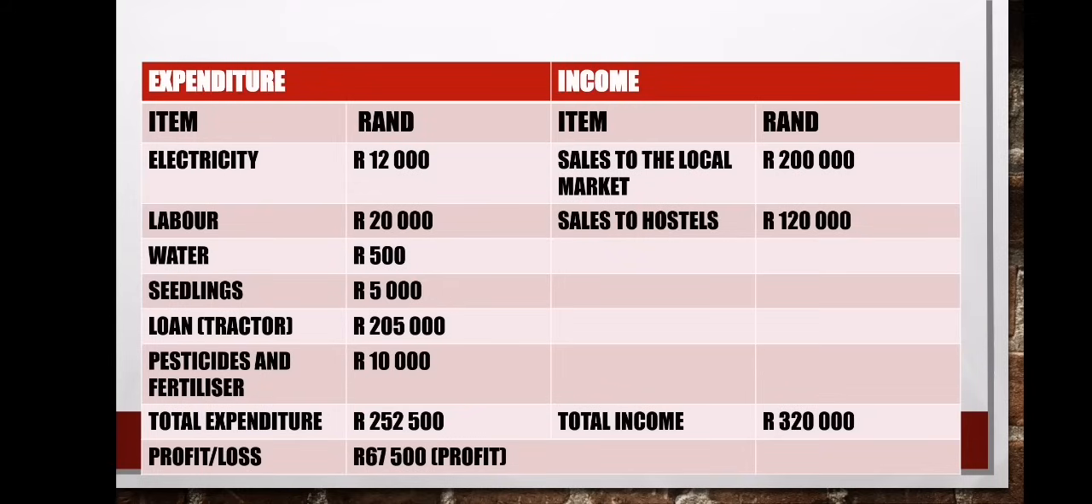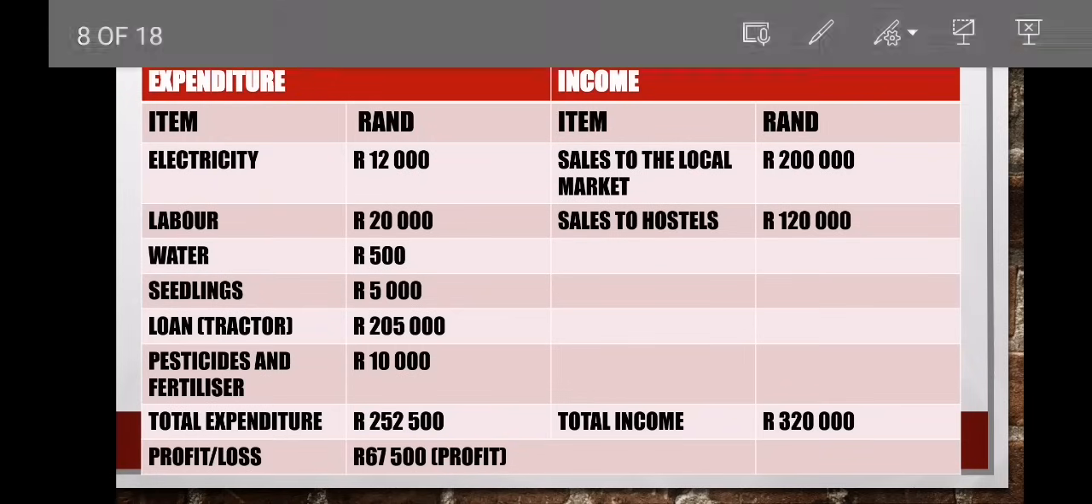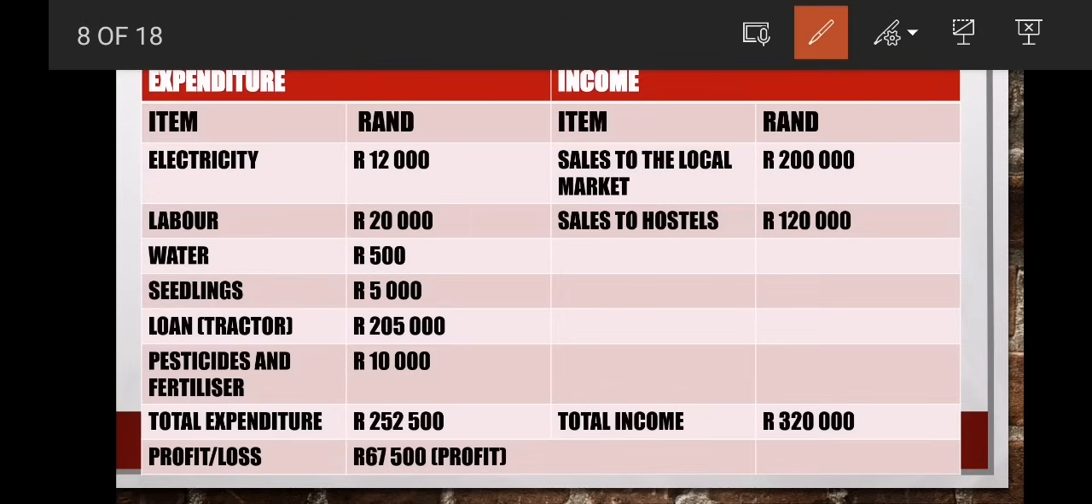Then you say total. See our total for expenditure, 252,500. Income, 320,000. Then you come up with your formula. What is the formula for calculating profit or loss? We say, let me try to put it here. Profit or loss. We say income minus expenses. Then you take the income, you put it here. You take the expenses, you put it here.